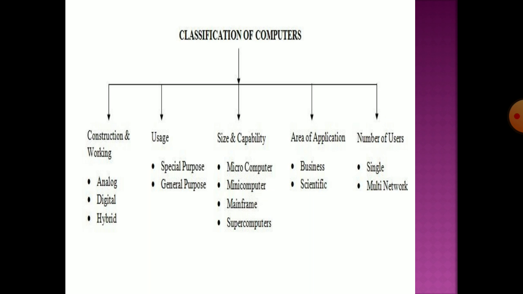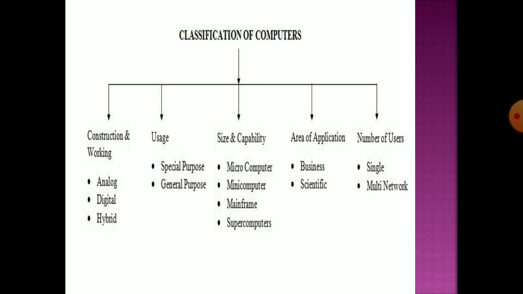In your syllabus, we have in detail the construction and working, the usage, and the size and capability. The area of application and the number of users are not added into your syllabus, but for your knowledge I'll explain those two categories also. First we'll study usage, working and construction, and size and capability, and then we'll later study the area of application and the number of users.